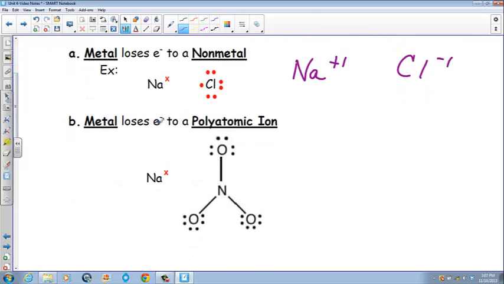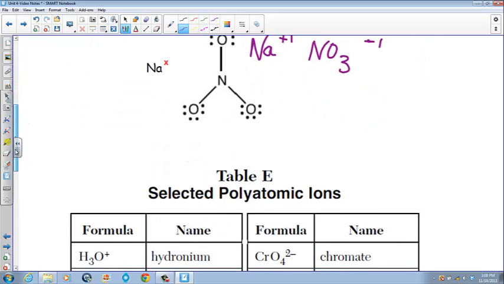2, metal loses an electron to a polyatomic ion. So this is NO3, which has a -1 charge, and sodium has a +1. Therefore, these two will bond. Sodium will give up the electron to the nitrate ion, and this electron will be gained. Okay, so this says it will gain 1, this will give up, and therefore the bond will occur through a chemical reaction.